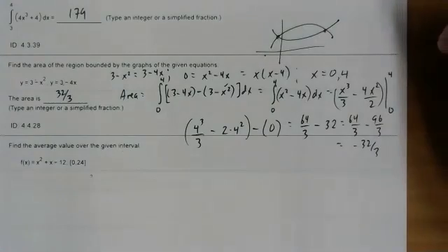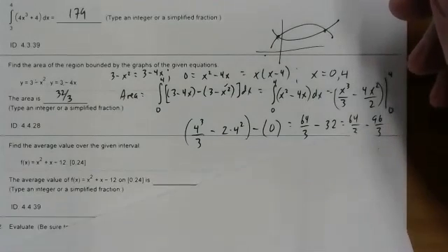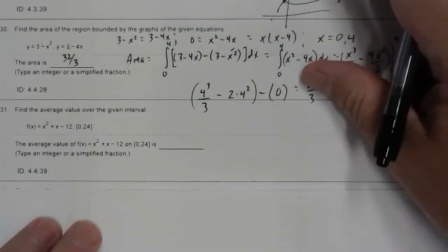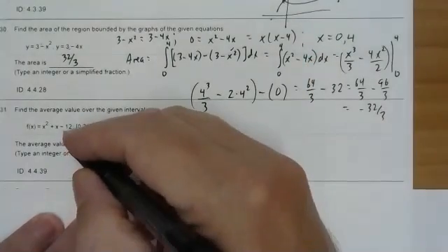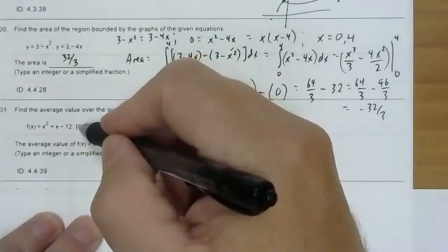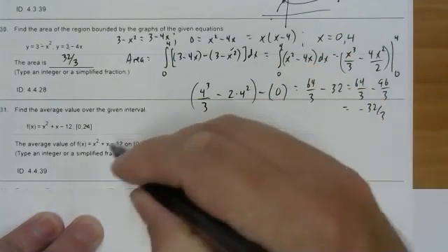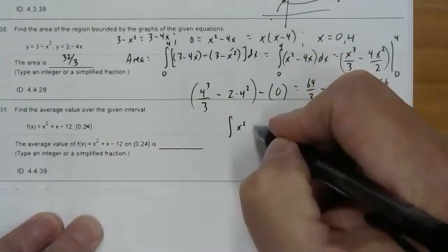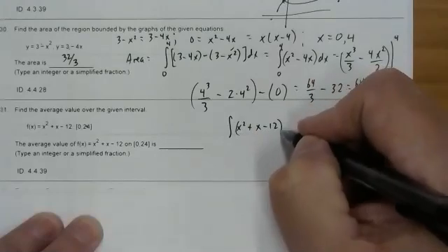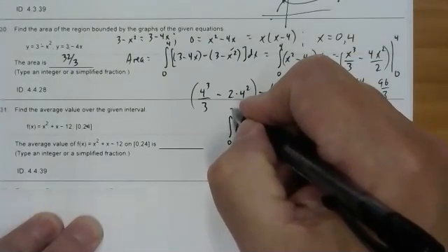Now, average value, right? Average value problems. You take the integral. Let's just do this. Here's the function, and we want the average value when x goes from 0 to 24. So what you do is you take the integral of the function, x squared plus x minus 12, and for your integral, you go from 0 to 24.